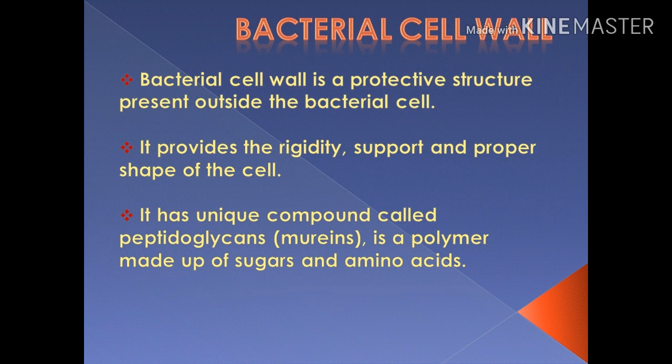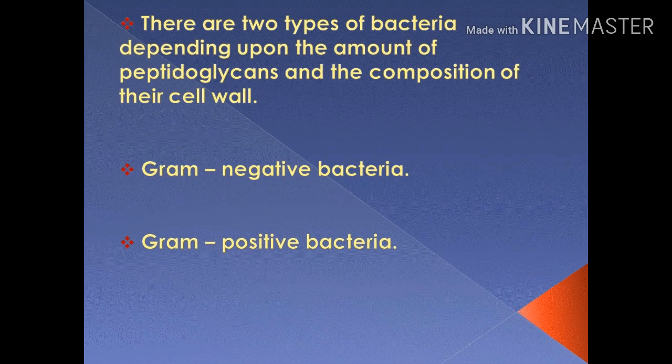It is the main compound present in the bacterial cell wall, and it differentiates the two types of bacterial cell wall. We will see that later on. There are two types of cell walls: gram-negative bacteria cell wall and gram-positive bacteria cell wall. Depending upon the amount of peptidoglycan, we classify the cell wall into the two groups of bacteria, gram-negative and gram-positive, according to how much peptidoglycan is present in the cell wall.